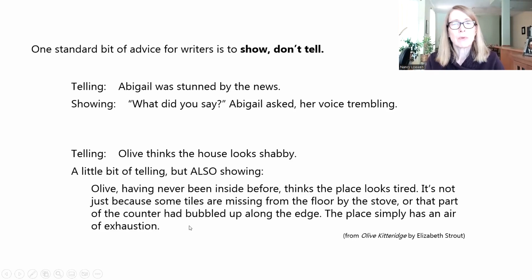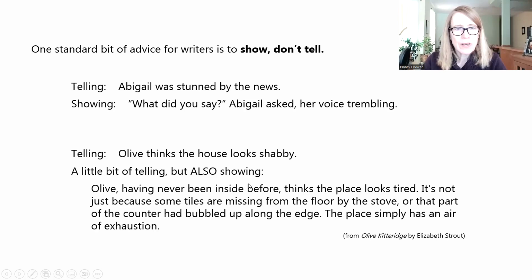This one has a little of both, right? Olive, having never been inside before, thinks the place looks tired. It's not just because some tiles are missing from the floor by the stove, or that part of the counter is bubbled up along the edge. The place simply has an air of exhaustion. So here we have, this is just fact, right? This is very similar to the other one. It's just using tired instead of shabby. But here we have a concrete detail, something specific: tiles missing from the floor by the stove, a counter bubbling up. And then again, we're repeating this idea, so that really drives it home, right?